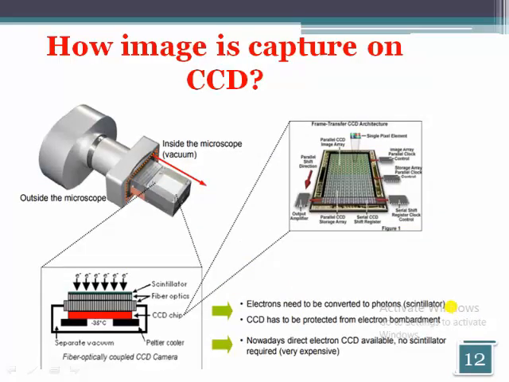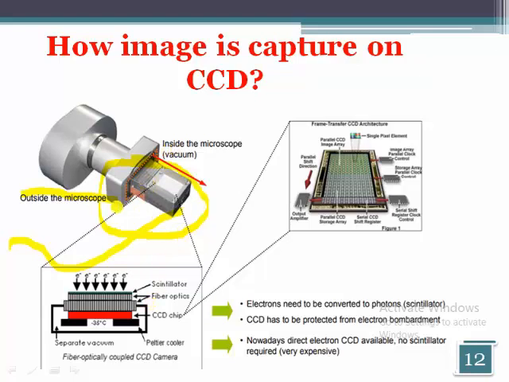Now this is the last step: how the image is captured on the CCD. Means how can we get the image on the CCD? So you can see this structure. This is our structure of the CCD. This is the outside of the microscope, the structure, and this part is the inside of the microscope. This part will be inside the microscope. We have to introduce this part into the microscope.